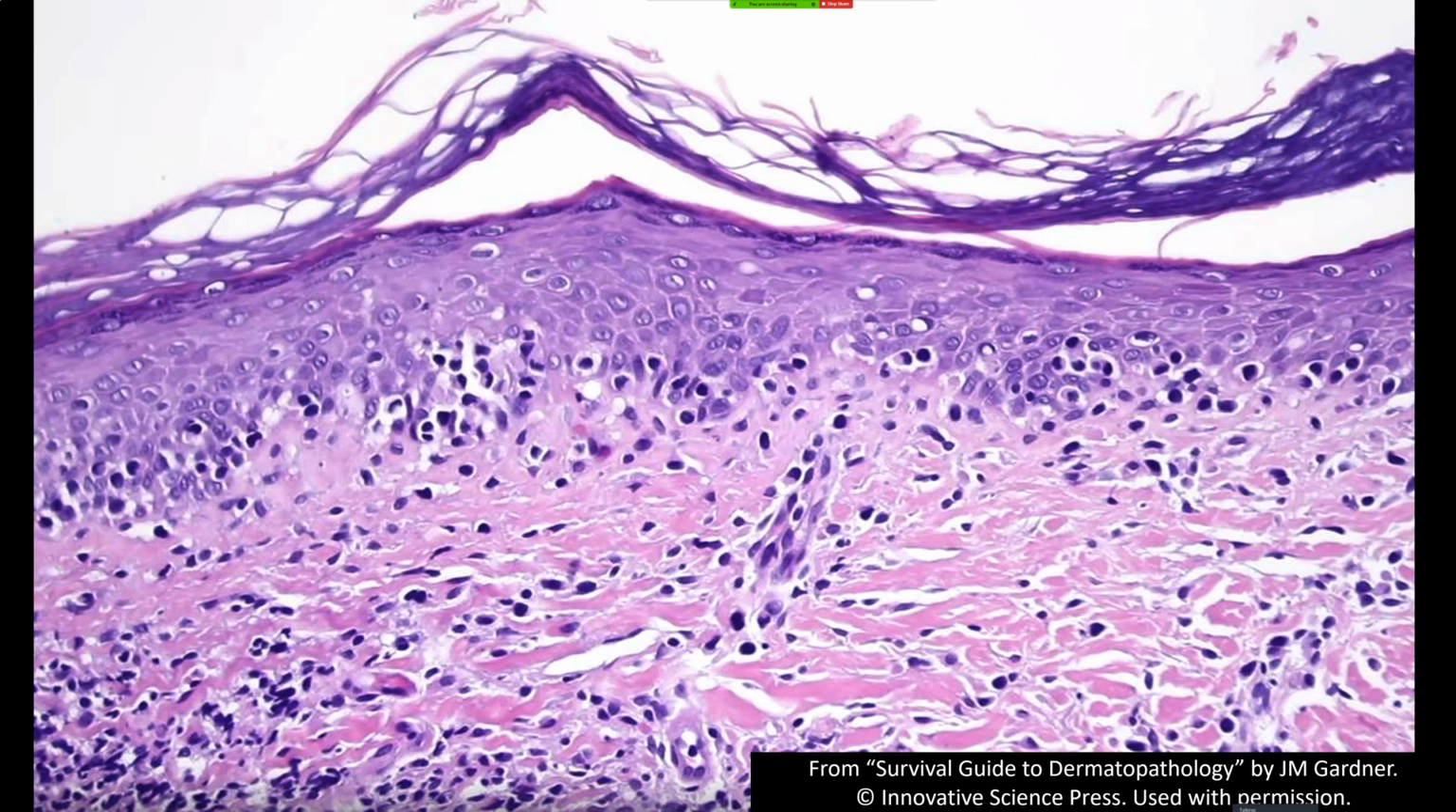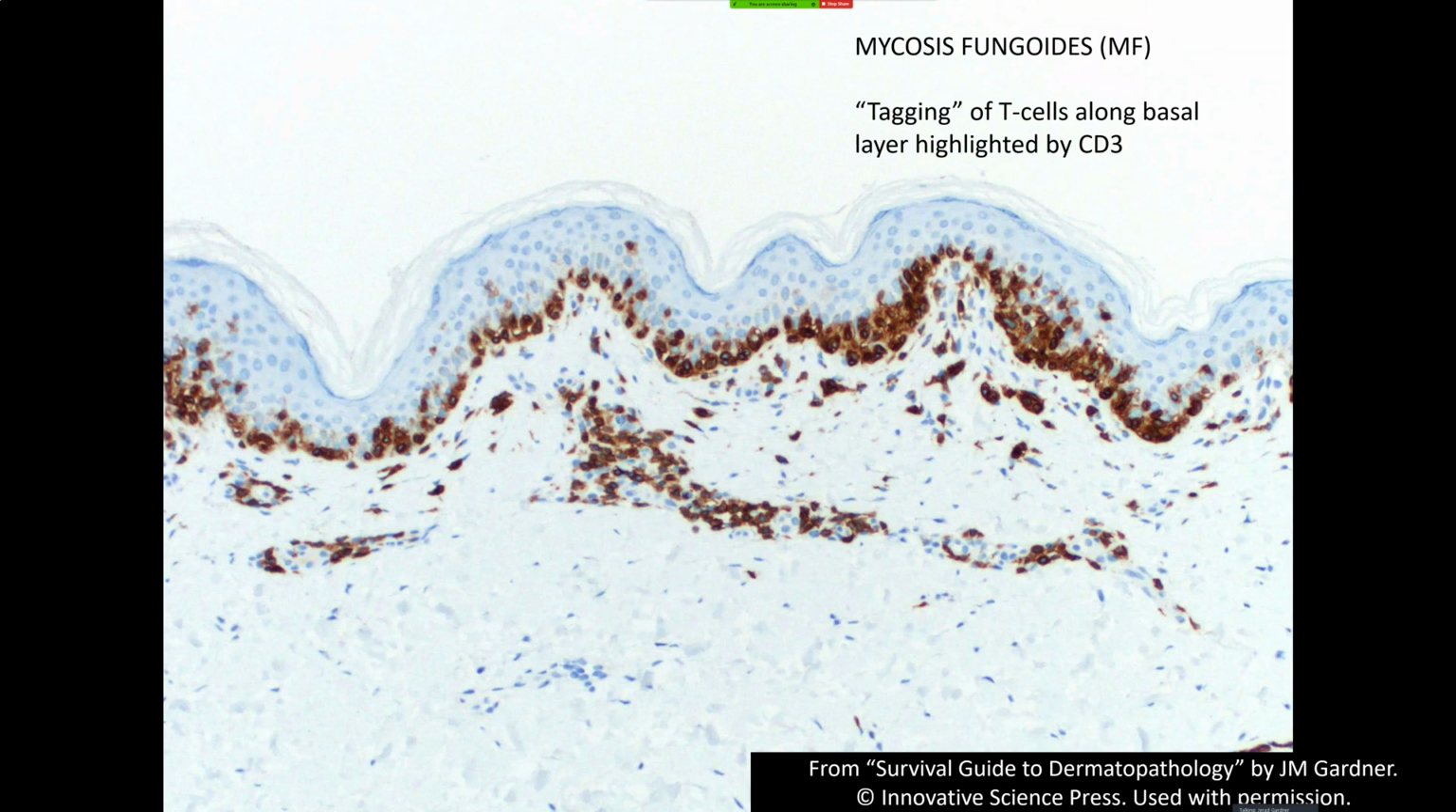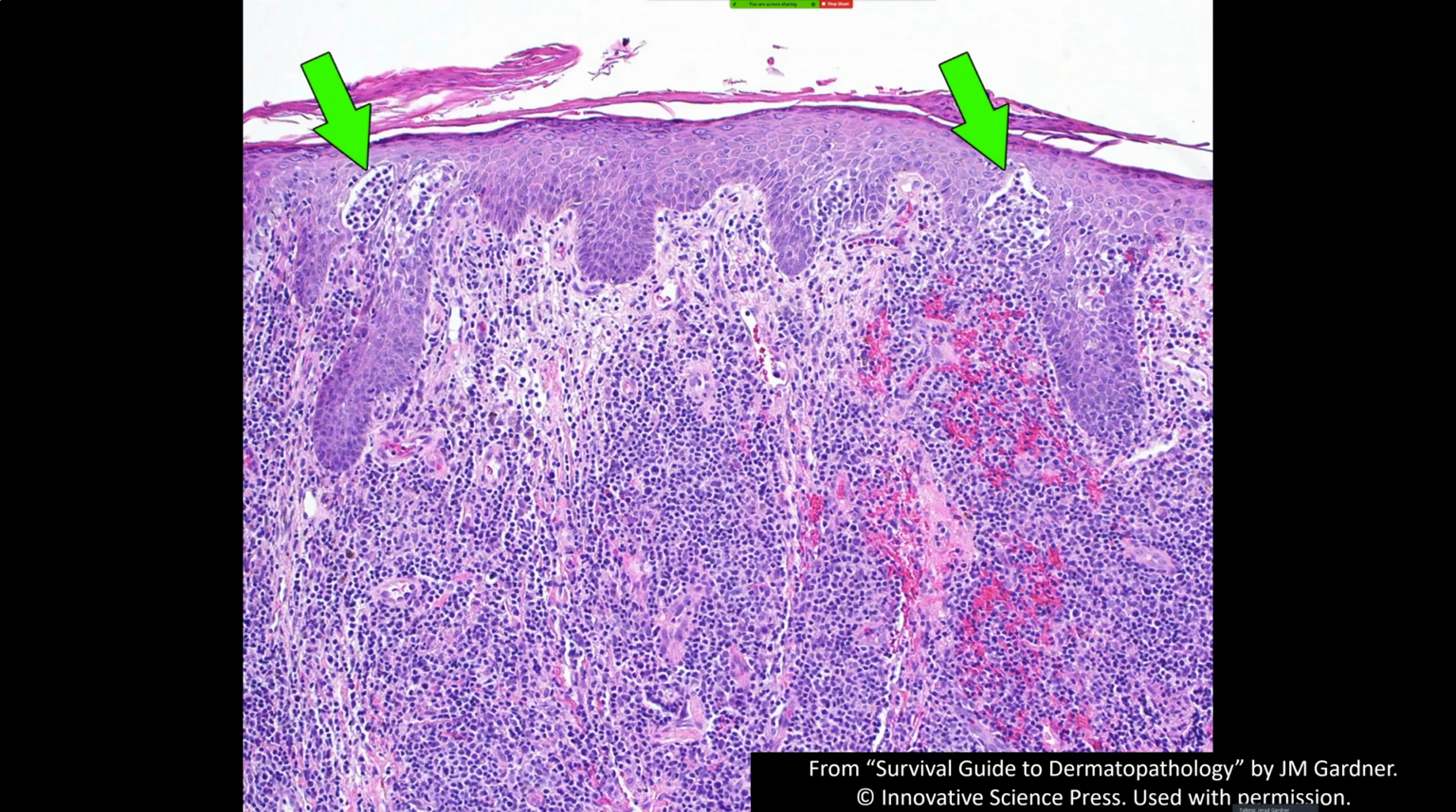Don't worry. So anyway, the wiry collagen is a helpful sign. The lymphocytes in the epidermis, the tagging, all of that are useful features. So that's mycosis fungoides. And there's the tagging highlighted by CD3, which is a marker of T cells. Basically, all normal T cells should be CD3 positive, and most T cell lymphomas are going to be CD3 positive. So you can see they're completely replacing that basal layer with lymphocytes.